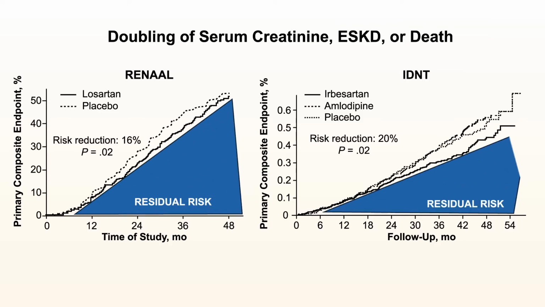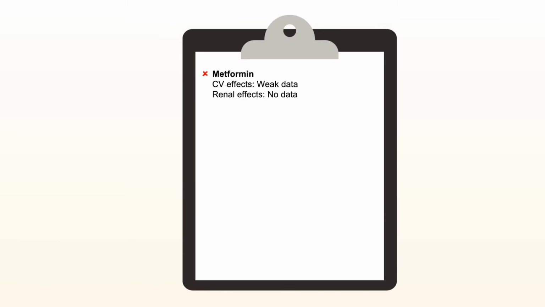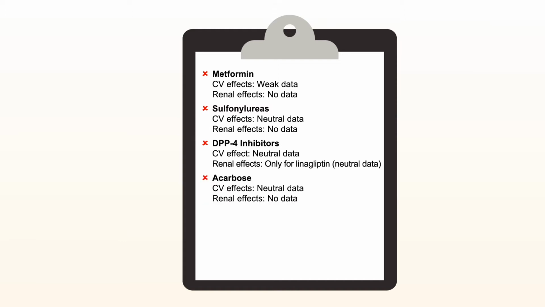But you can see there's a huge residual risk. And so there was a lot of work to be done. And there were many, many studies that were done between 2001 and the current day. All, unfortunately, failed to show a benefit in terms of slowing progression of kidney disease. And then we had a number of studies that were done with glucose-lowering agents, and these were done for safety reasons mandated by the FDA.